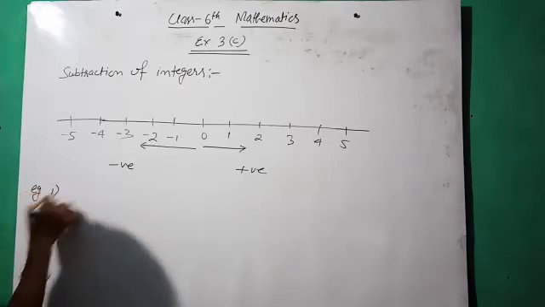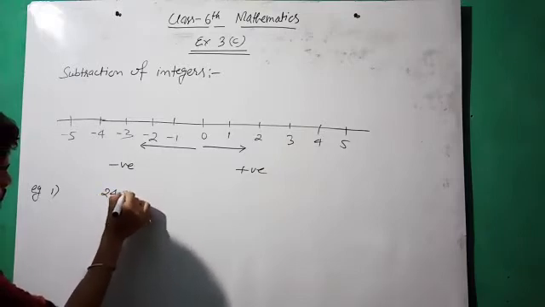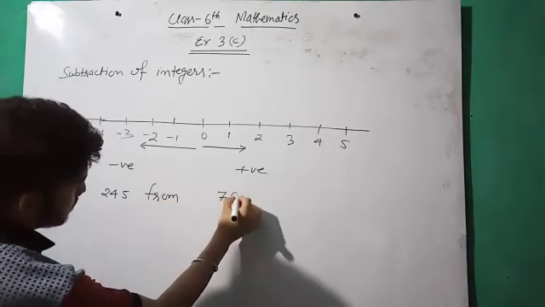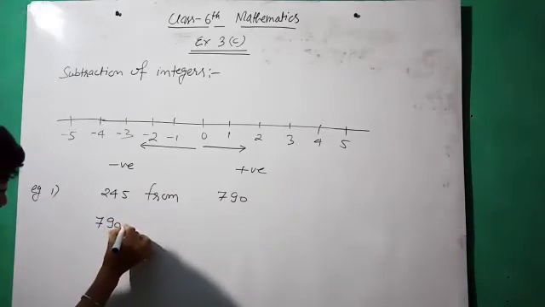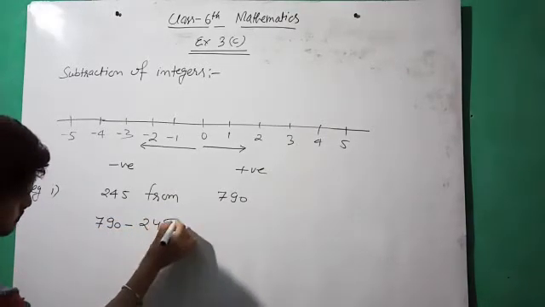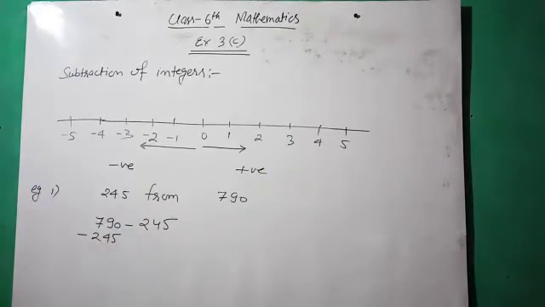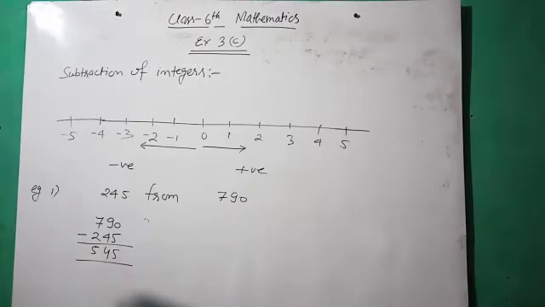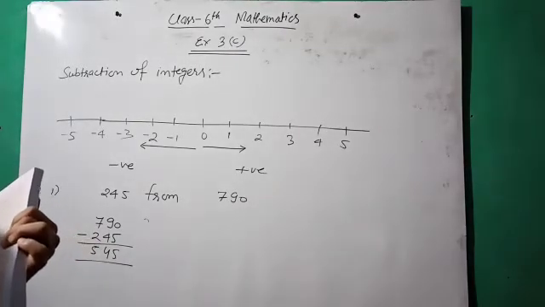Like example first, if we have to subtract 245 from 790, then we can take it as 790 minus 245. So 790 minus 245 is 545, that is the answer. Okay, we will take some other example also.